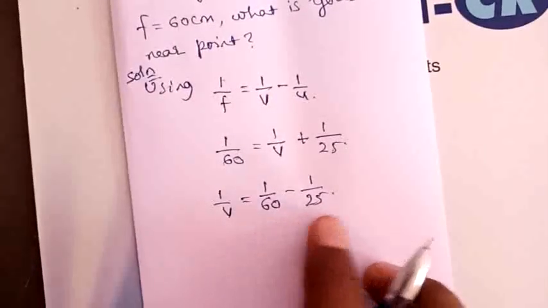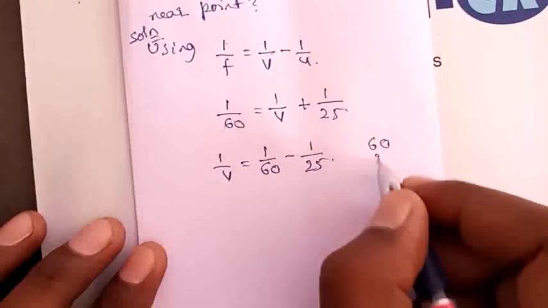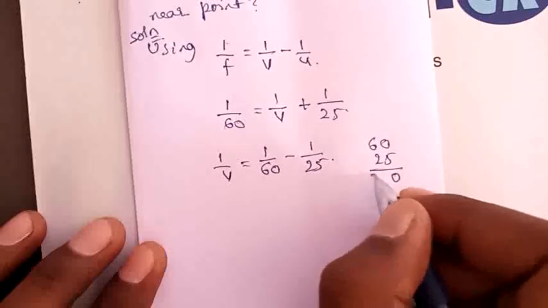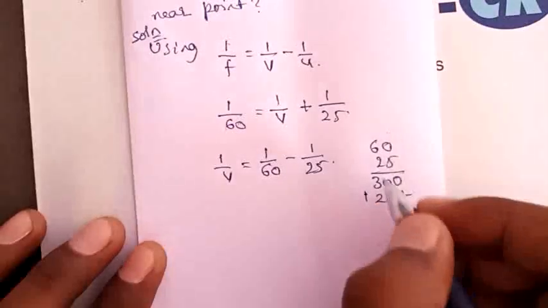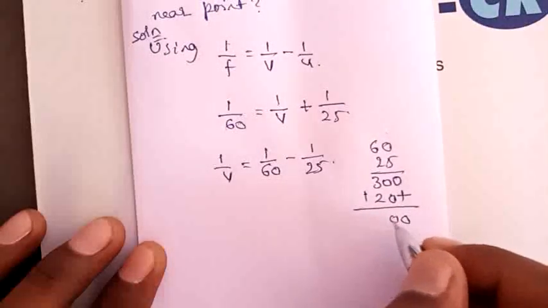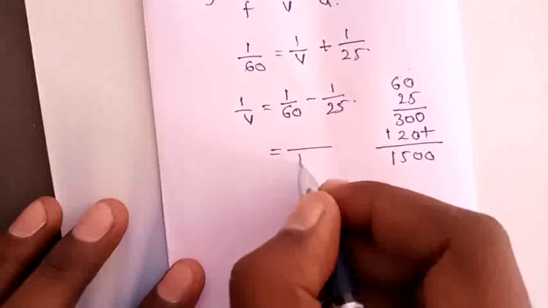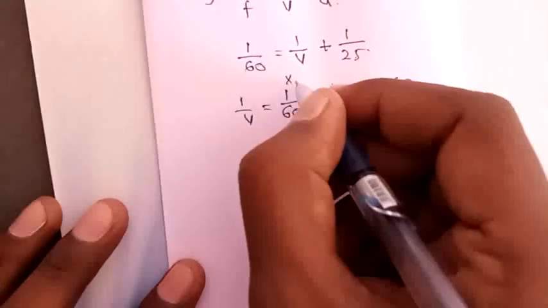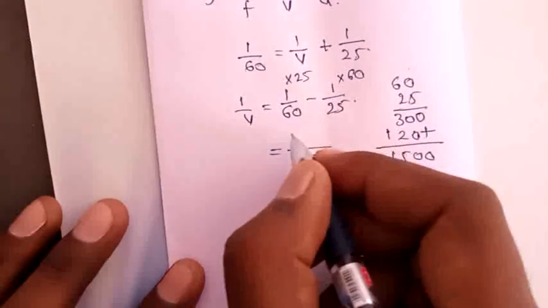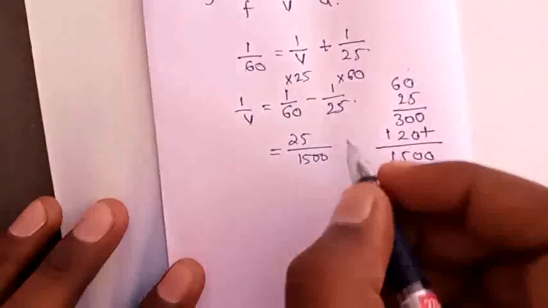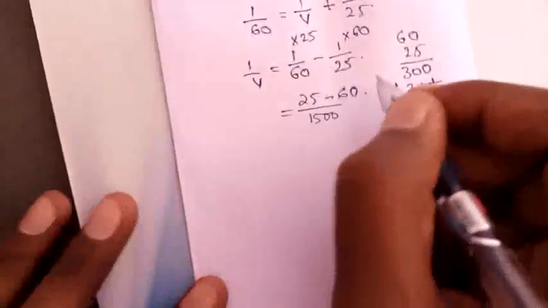Then what is the LCM of 60 and 25? Multiply 60 and 25 now. So 6 times 25 is 300, then 120, because 2 times 60 is 120, then you will get the answer 1500. Then LCM is nothing but 1500. 60 times 25 is 1500, 25 times 60 is 1500, then it is 25 into 1, 25, minus 60 into 1, that is 60, then it is 1 by v.